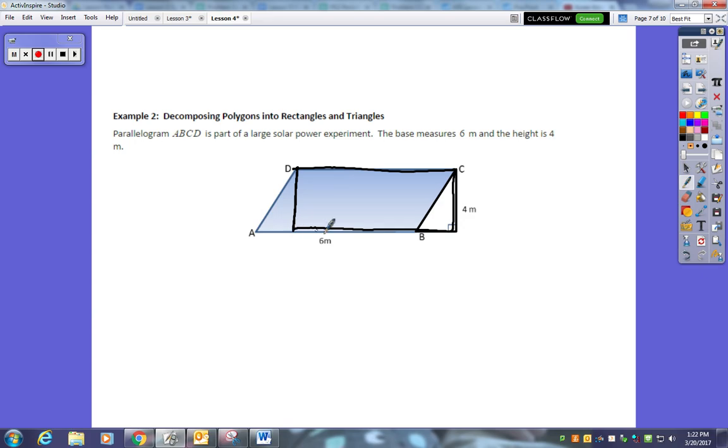So if I find the area of this rectangle here, it's actually going to be the same exact area as the parallelogram, because this outside piece here doesn't really count, but it's the same size as this, so it would. So we know when finding the area of a parallelogram that we're going to do base times height. So we would be doing 6 times 4 here to get 24 square meters.